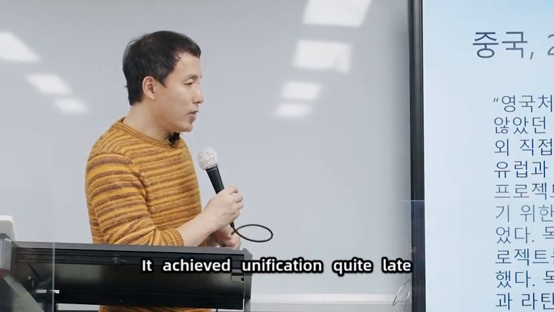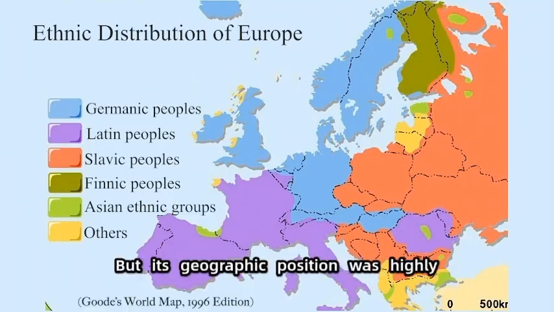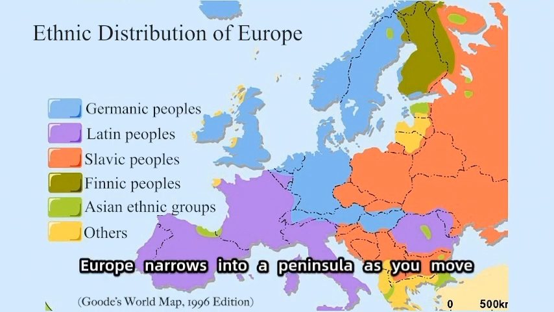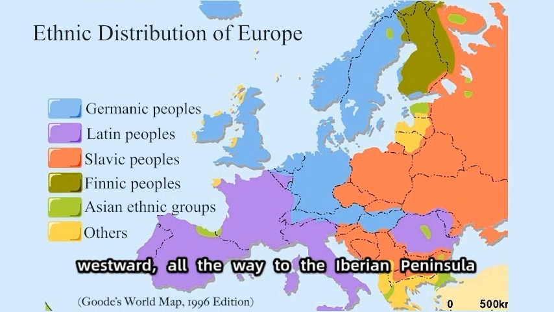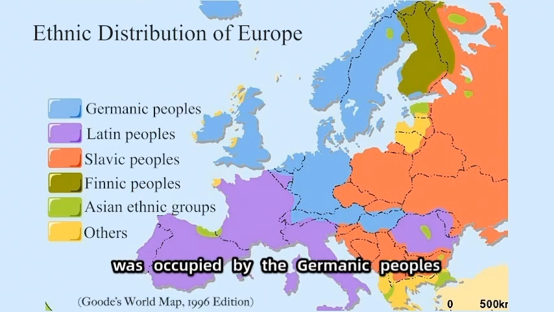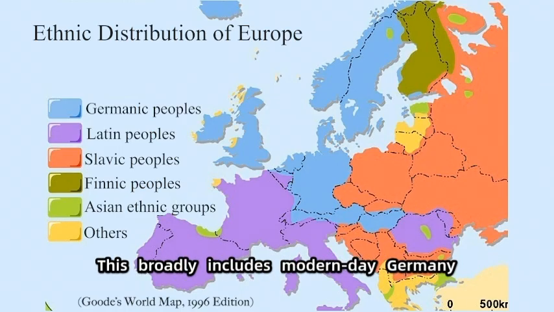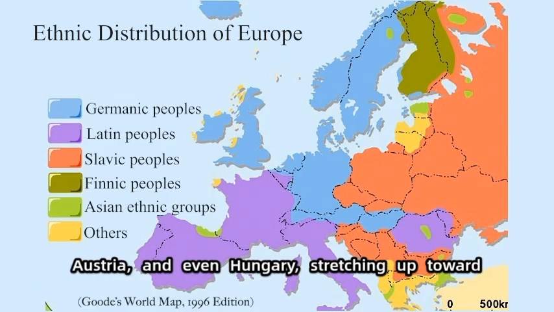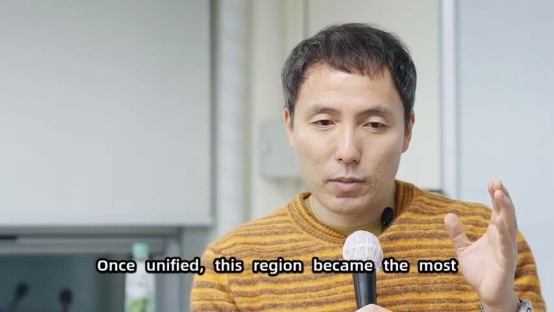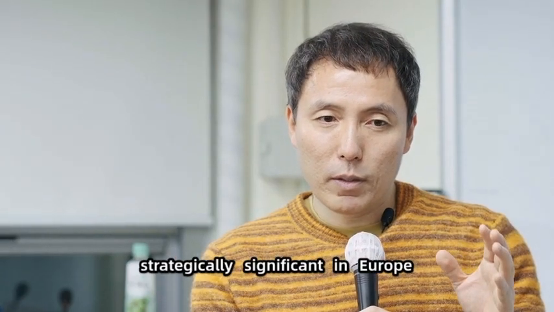Germany was a latecomer. It achieved unification quite late, but its geographic position was highly advantageous. Europe narrows into a peninsula as you move westward, all the way to the Iberian Peninsula, and the bottleneck of that narrowing landmass was occupied by the Germanic peoples. This broadly includes modern-day Germany, Austria, and even Hungary, stretching up toward Norway as well. Once unified, this region became the most strategically significant in Europe.